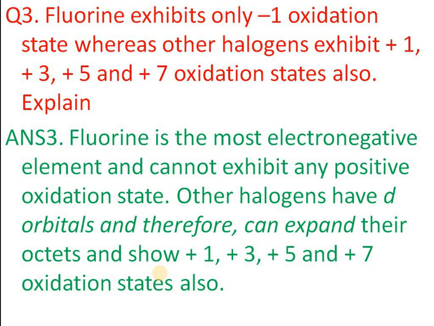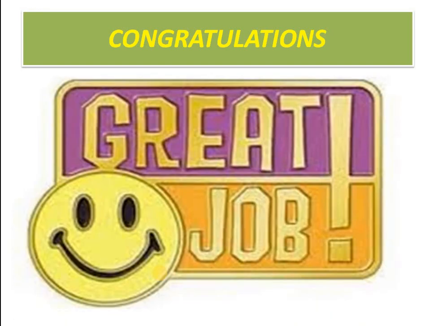And question number 3: fluorine exhibits only the -1 oxidation state, whereas other halogens exhibit +1, +3, +5 and +7 also. Explain. Fluorine is the most electronegative element and cannot exhibit any positive oxidation state. Other halogens have d orbitals and therefore can expand their octets and show +1, +3, +5 and +7 oxidation states. I am hopeful that you know these answers. So congratulations to you for that.